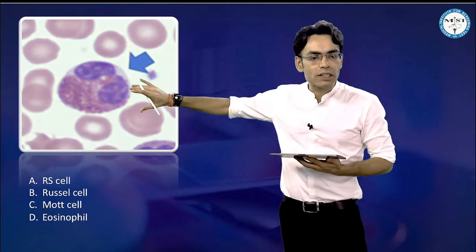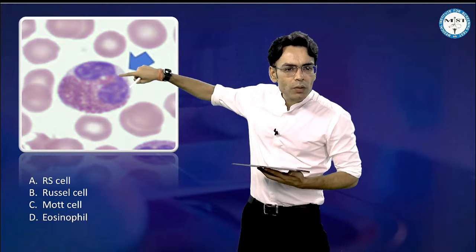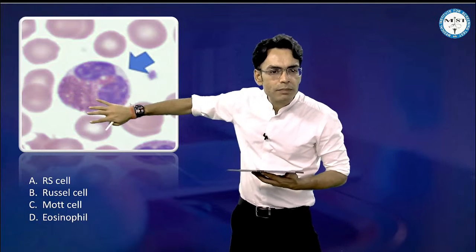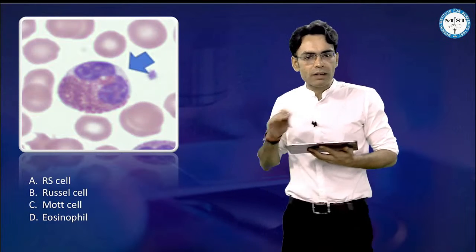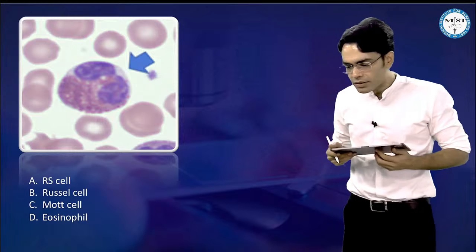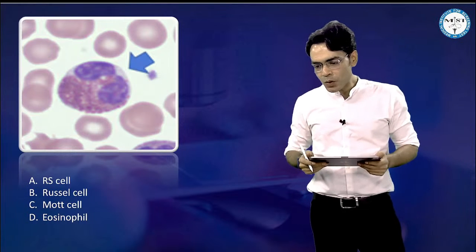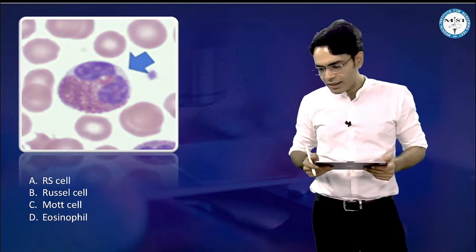Okay. Now, what is this? What is this particular cell? There are two nuclear lobes I am seeing, and it is filled with something inside. It's having some kind of granules which are pinkish in color. So can you please let me know what kind of cells they are?